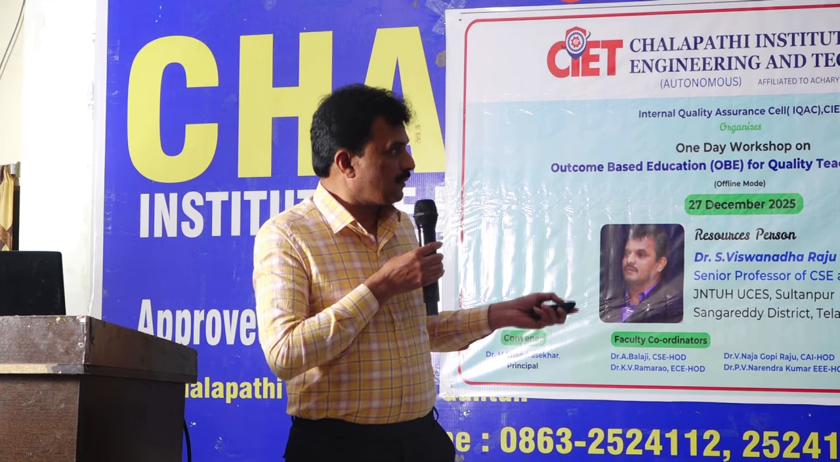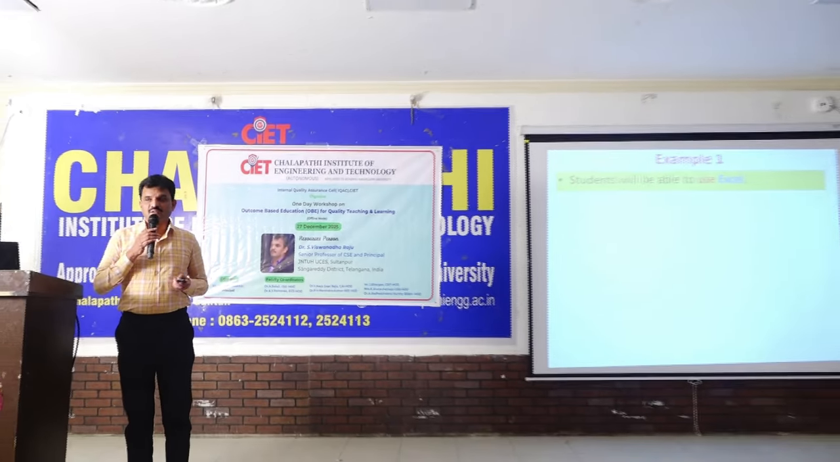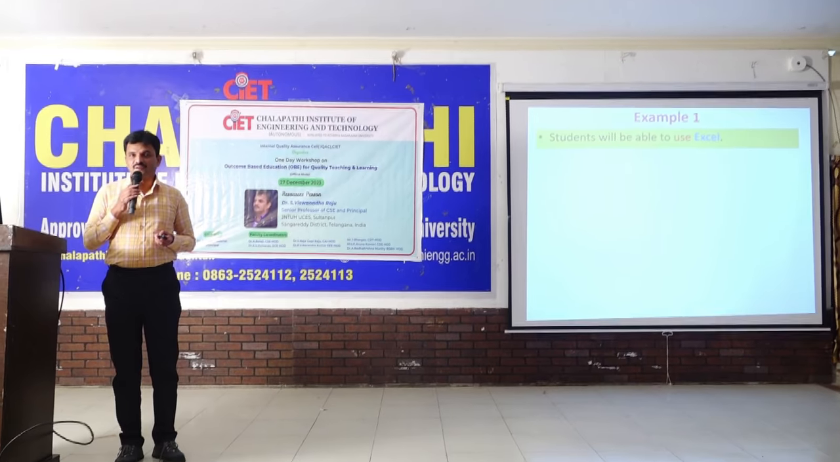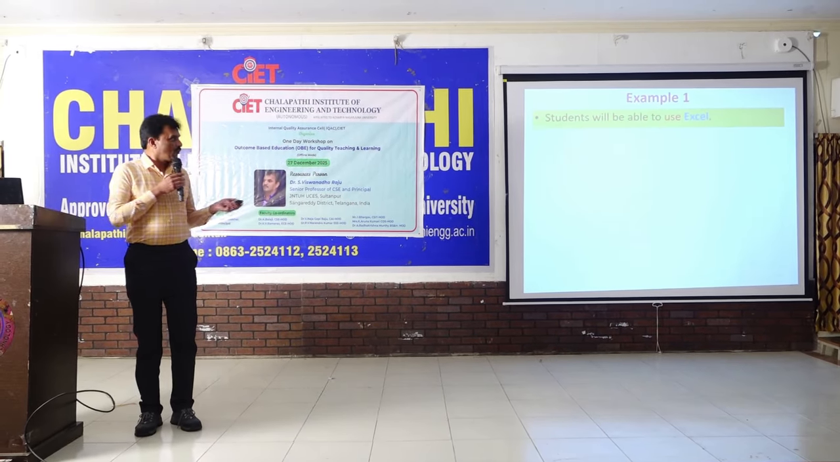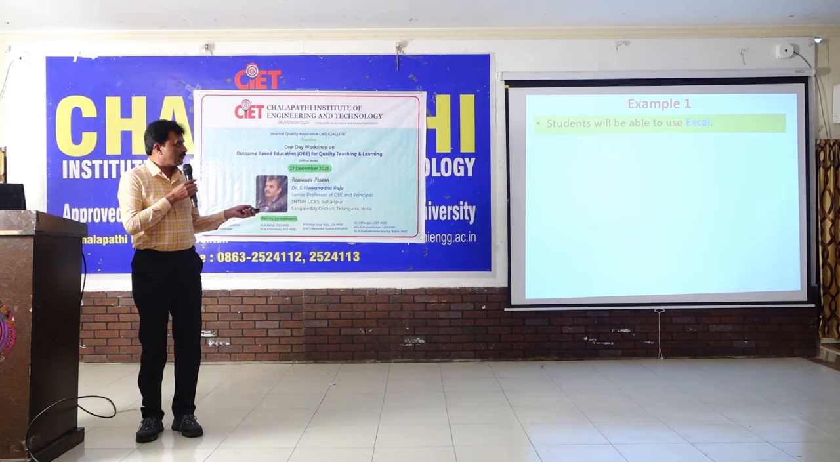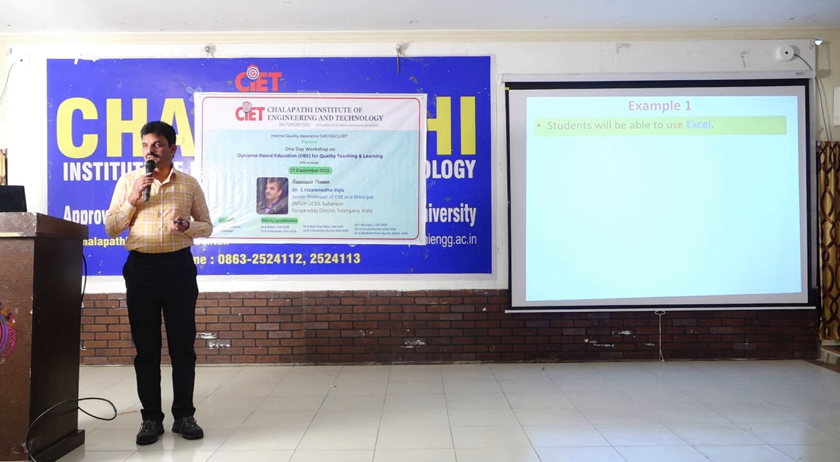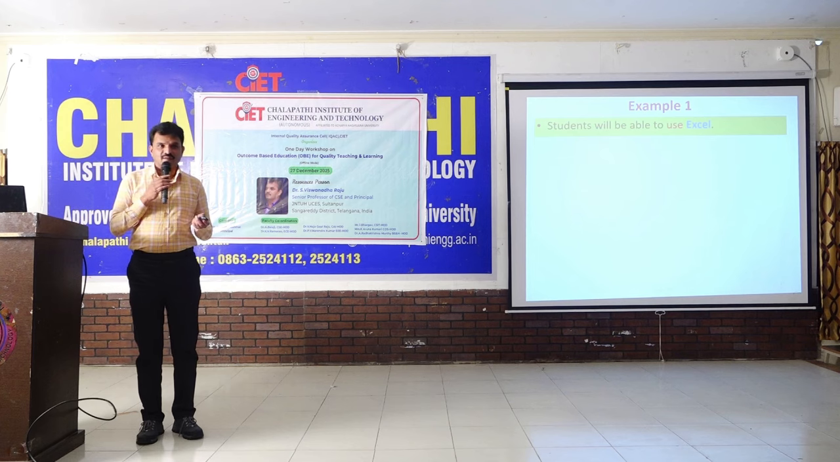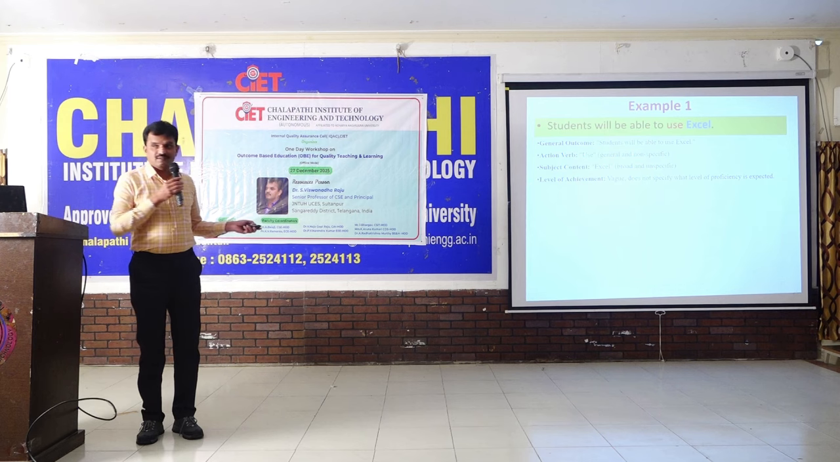So next, students will be able to use Excel. See whether it is fulfilling all three: action verb, subject content, level of achievement. What is the meaning of this? Students will be able to use Excel. It is an ocean. So it is fulfilling only two criteria. What are the two criteria? Action verb, subject content. Yes or no? It is not fulfilling the third one. The level of achievement does not specify what level of proficiency is expected.